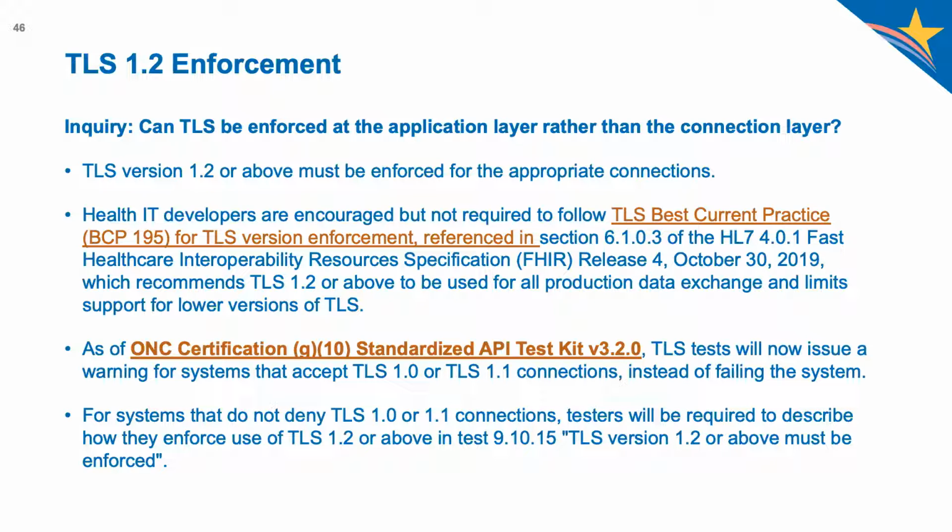In the ONC G10 Standardized API Test Kit version 3.2.0 and above, TLS tests will now issue a warning for systems that accept TLS 1.0 or 1.1 connections instead of failing the system. For systems that do not deny TLS 1.0 or 1.1 connections, testers will be required to describe how they enforce use of TLS 1.2 or above in the Inferno test 9.10.15. TLS version 1.2 or above must be enforced. Next slide, please.